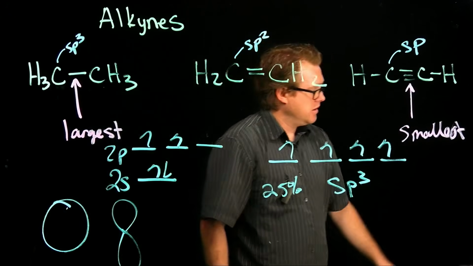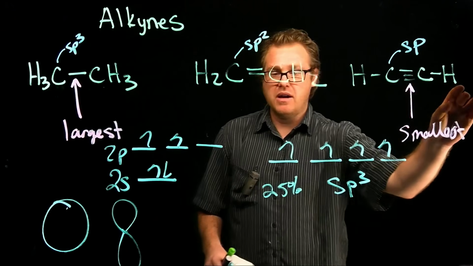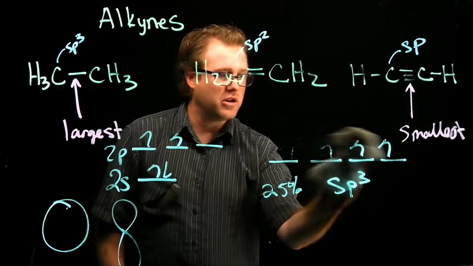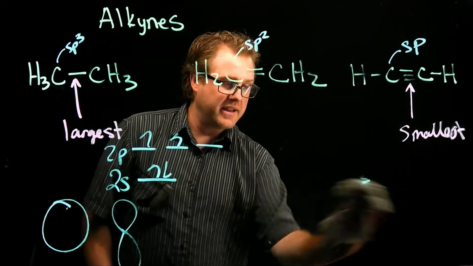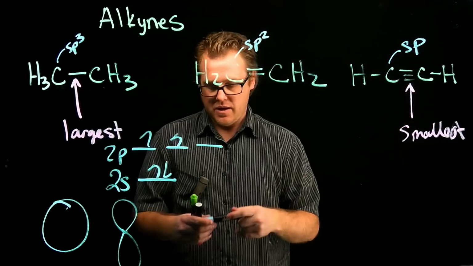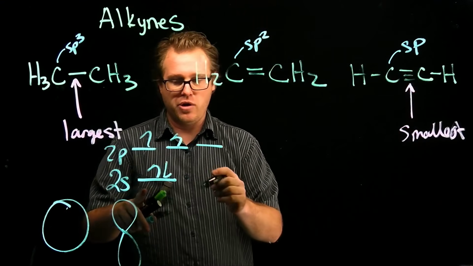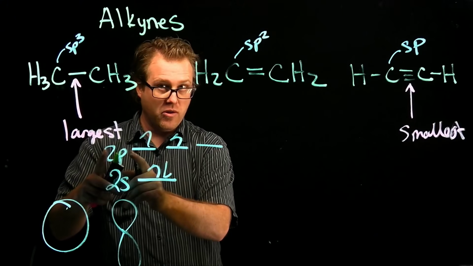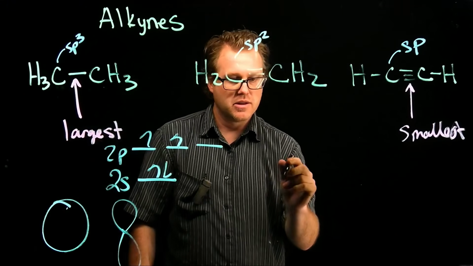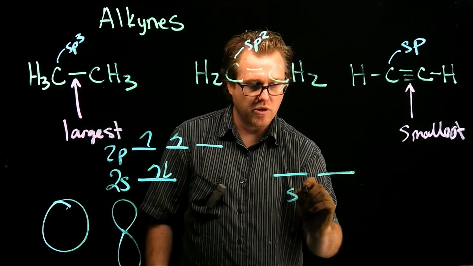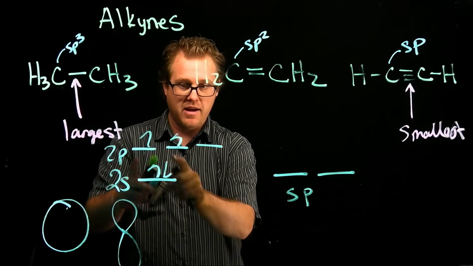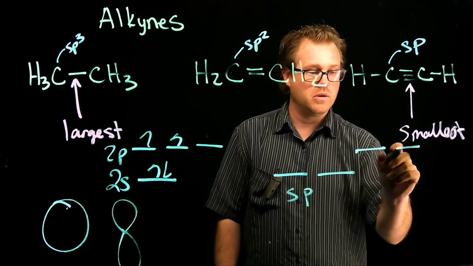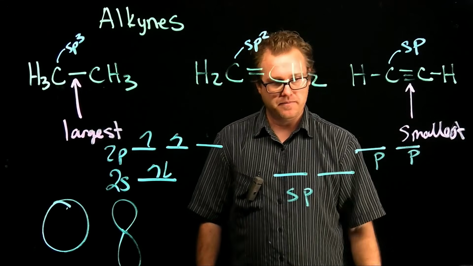Now, if we contrast that to the alkyne over here, what's that hybridization state going to look like? Well, we said it's only an sp. So what we're doing is we're only going to take 1 s and 1 p orbital and hybridize them together. So we're going to get 2 of those. Both of those are sp. We took 1 here, and then left the other 2 p orbitals alone.